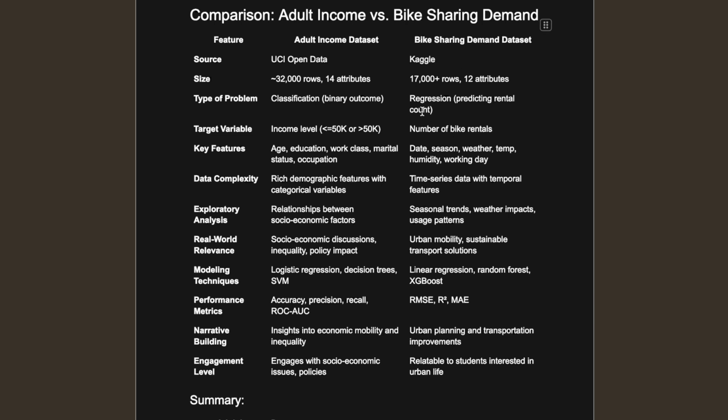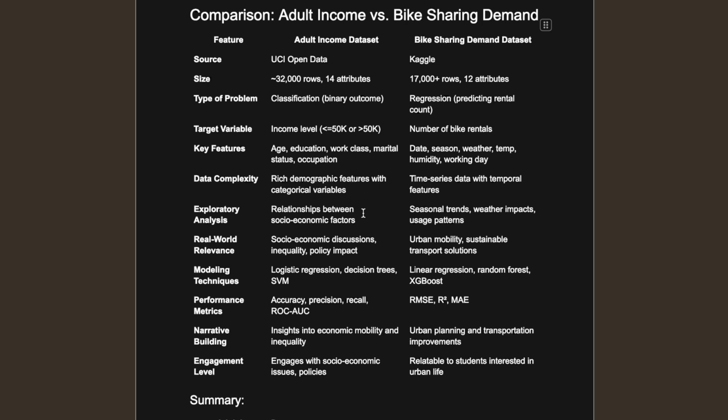And with bike sharing, it's a regression problem because we're going to be predicting the rental count of any particular day or hour. In terms of target variable, it is income level for adult income because we're predicting whether an individual is earning less than or equal to $50,000 per year or greater than that. In bike sharing, the number of bike rentals is the target variable. We have a number of features. With data complexity, we have quite rich demographic features with categorical variables. In bike sharing, we have time series data with temporal features, so they're quite different, equally interesting.